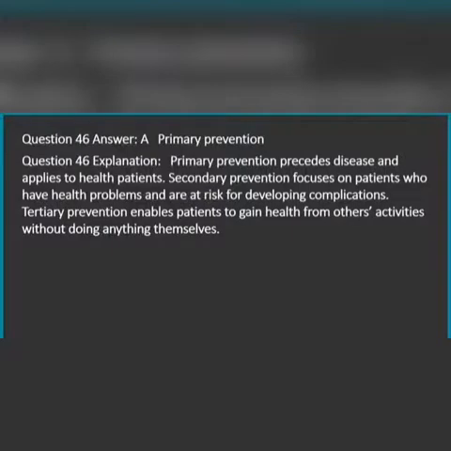Question 46. Answer: A, primary prevention. Explanation: primary prevention precedes disease and applies to healthy patients. Secondary prevention focuses on patients who have health problems and are at risk for developing complications. Tertiary prevention enables patients to gain health from others' activities without doing anything themselves.